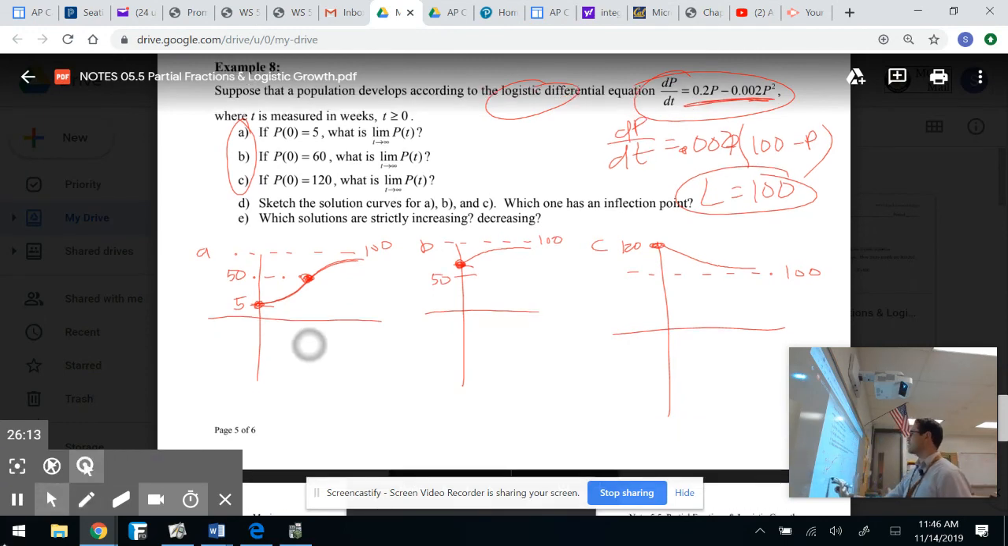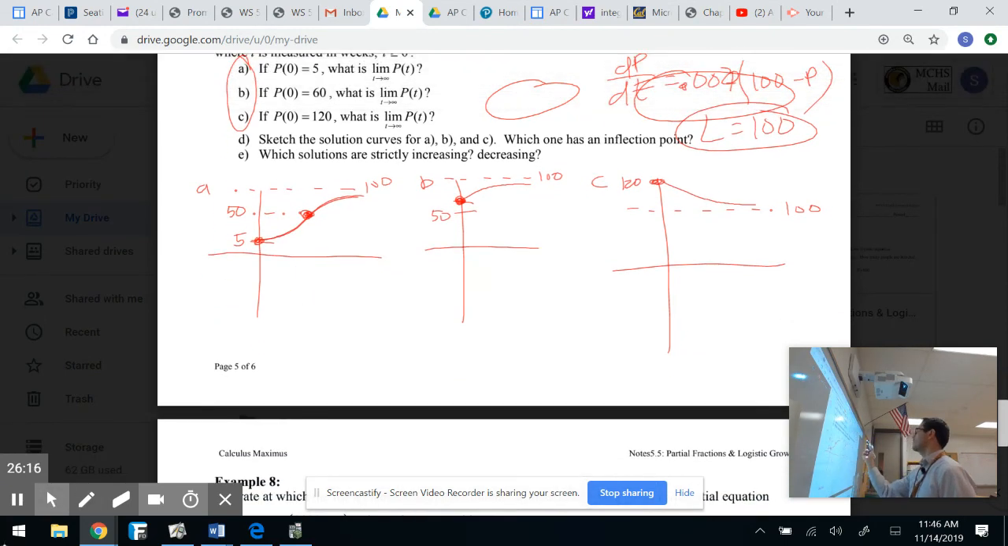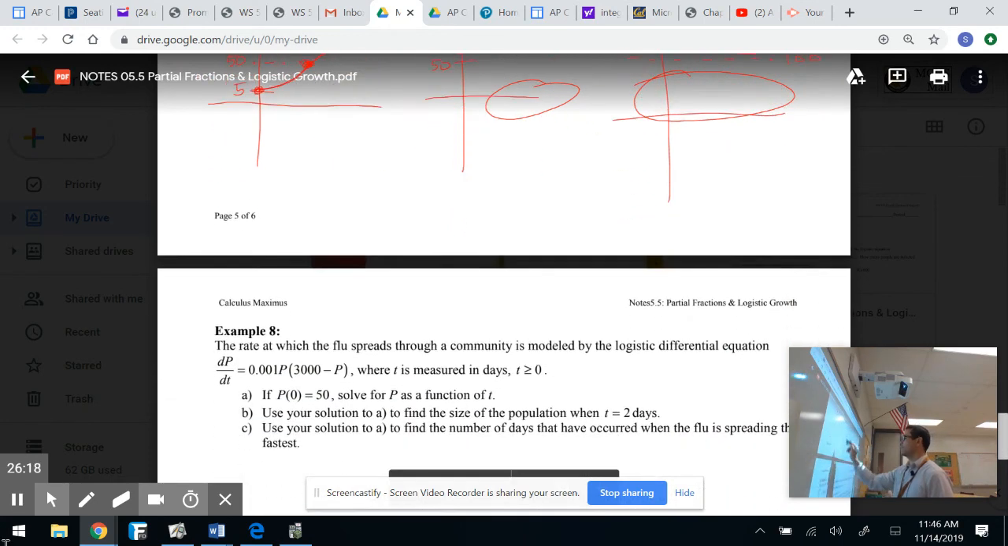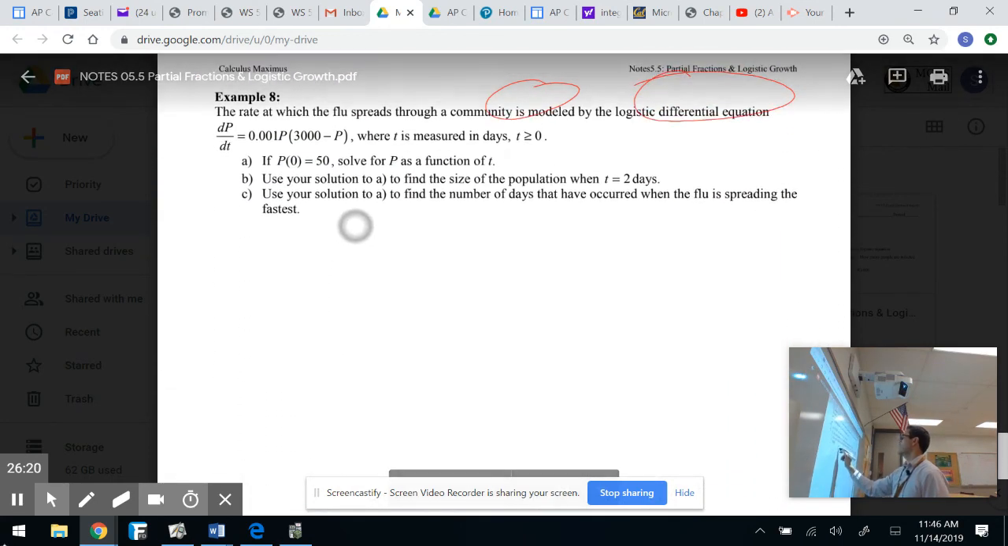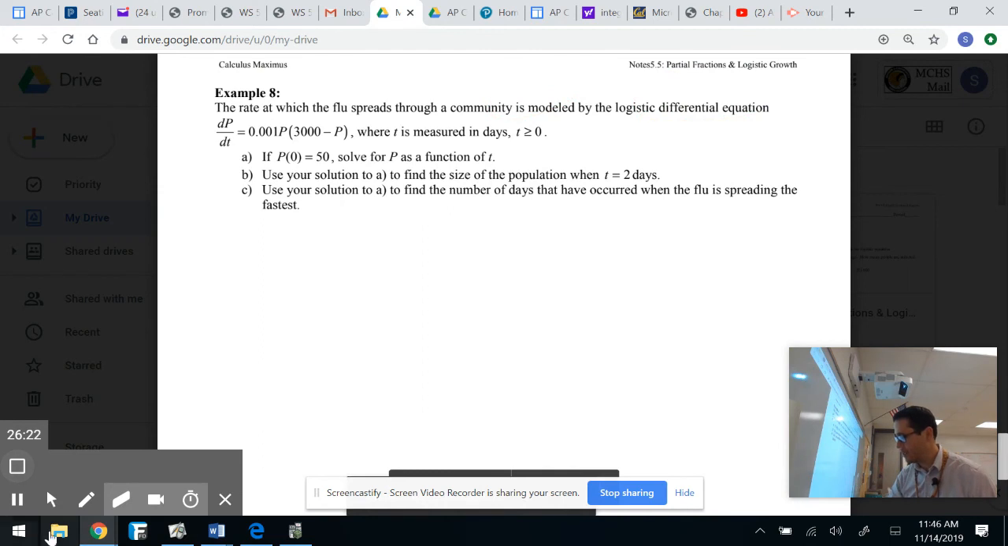Let's get to the last one here. Which one has an inflection point? Which solutions are strictly increasing, decreasing? I know you guys can handle that. All right, if you can't, come see me in Mandana.